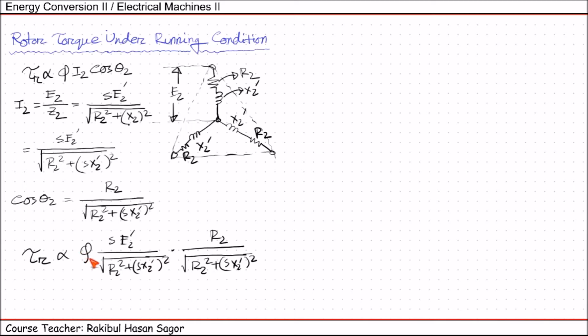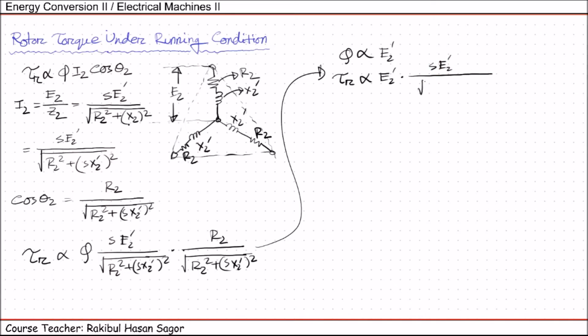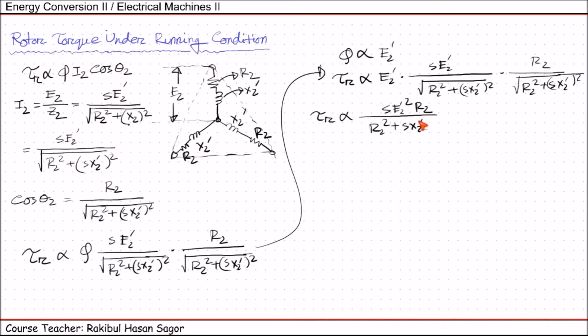As we know, phi is directly proportional to E2 prime, which was described in the previous lecture. So we can write from here phi is proportional to E2 prime. So tau r is proportional to E2 prime into S into E2 prime divided by root over R2 square plus S X2 prime whole square into R2 divided by root over R2 square plus S into X2 prime whole square, and we can write tau r is proportional to S into E2 prime square into R2 divided by R2 square plus S X2 prime whole square.